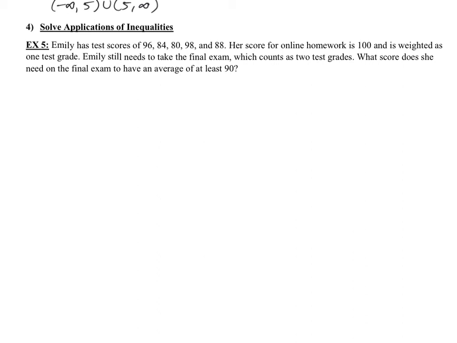Well, what do we want? She wants to have the average of all her scores to be greater than or equal to 90, because that's what at least means. The smallest it can be is 90. And what are we trying to find here? Remember, we need a let statement. It wants to know what score she needs in the final. So let's let x equal score on final.